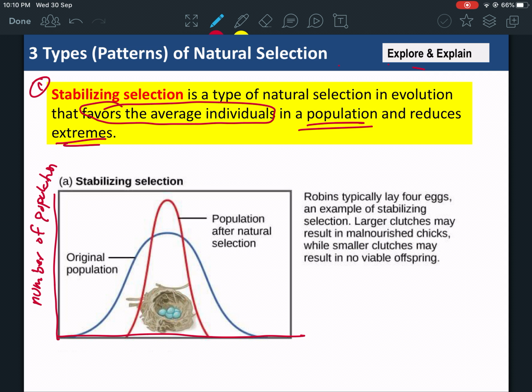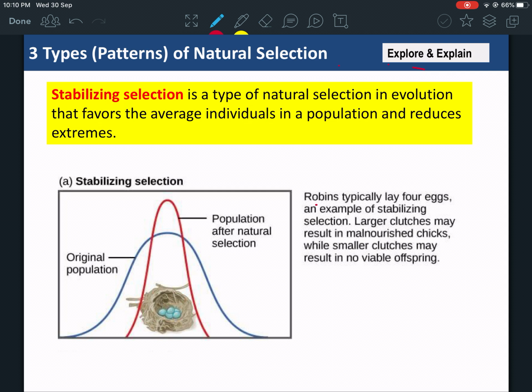They're talking here about robins, which typically lay 4 eggs. Robins are a kind of bird. Larger clutches may result in malnourished chicks, while smaller clutches may result in no viable offspring. So if the robin lays more than 4 eggs, there will be malnutrition. The chicks will not have enough nutrition if it lays more than 4 eggs.